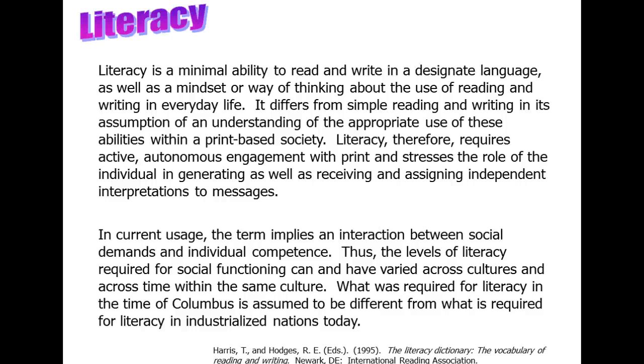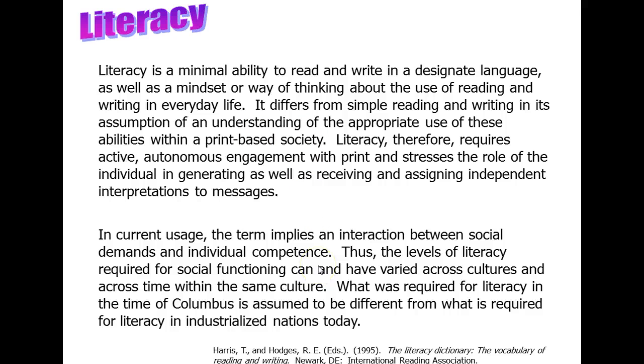This brings us to literacy. Literacy, I'm just going to read this because it's a very pivotal definition, is a minimal ability to read and write in a designated language as well as a mindset or way of thinking about the use of reading and writing in everyday life. It differs from simple reading and writing in its assumption of an understanding of the appropriate use of these abilities within a print-based society. And this is what we've been talking about all along. It's taking the tool of reading and writing and understanding how it's used in society.